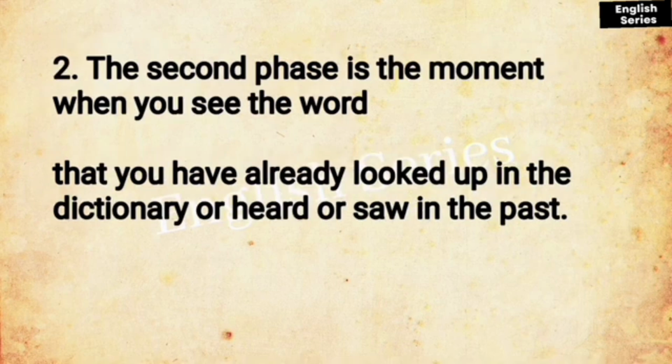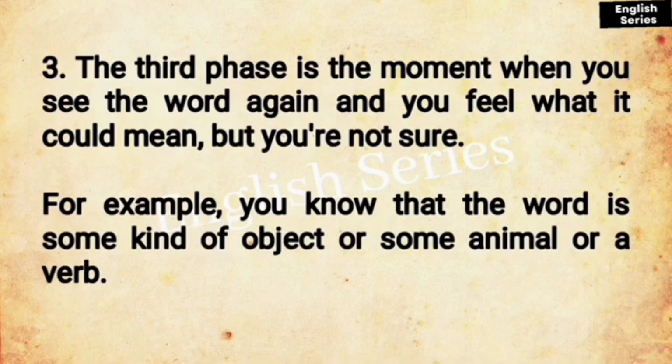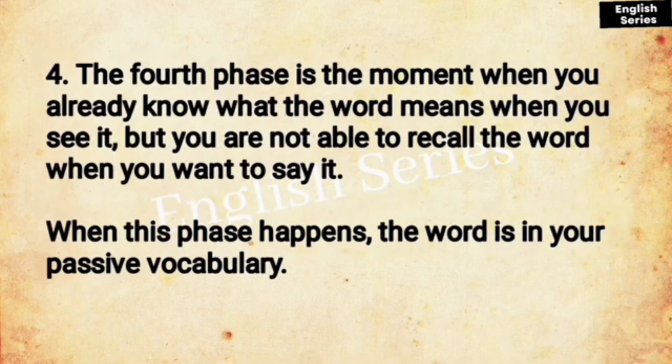The second phase is the moment when you see the word that you have already looked up in the dictionary or heard or saw in the past. You know that you saw this word before, but you still don't remember its meaning. You look up the word again. The third phase is the moment when you see the word again and you feel what it could mean, but you are not sure. For example, you know that the word is some kind of object or some animal or a verb.